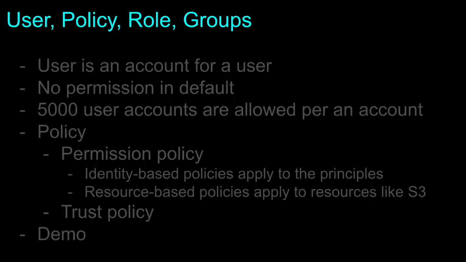We will talk about this when we come to STS, which is the Secure Token Service, and you will get a better idea. The next ones are roles and groups. I think it's better to show them in the AWS console, so you will get a better understanding of what they look like and how they apply. So let's go to the AWS console and see what's in there.